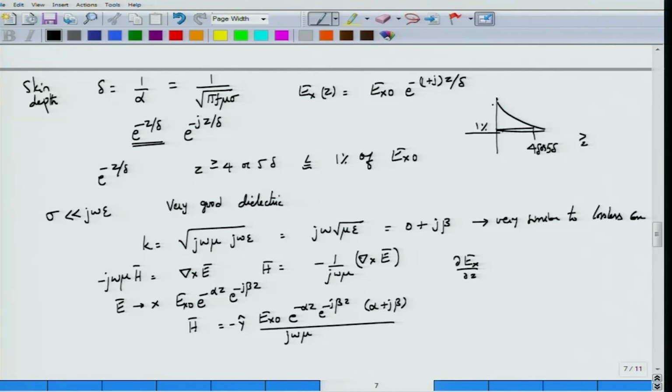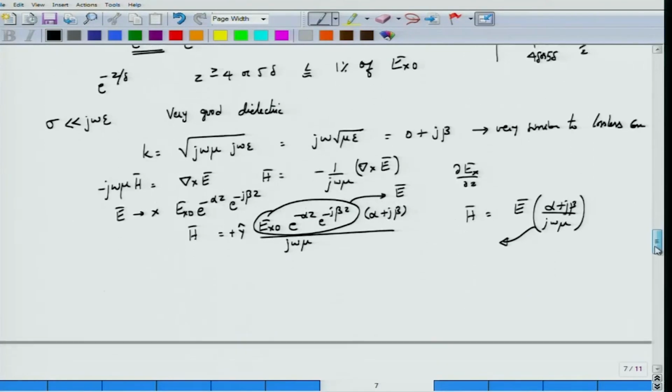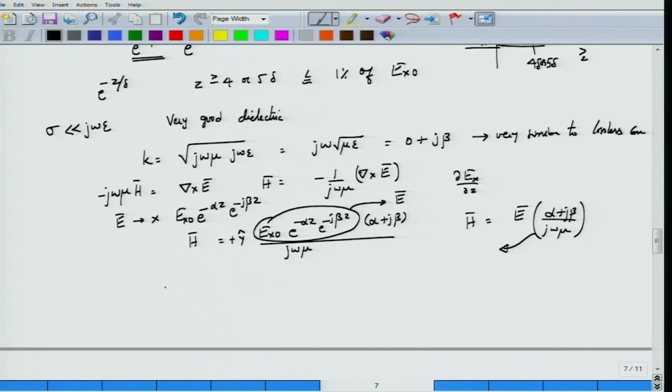So this is what I get. There is already a minus sign, therefore the two minus signs will cancel. This is nothing but the electric field vector E itself, right. Therefore H, which is given by E times alpha plus j beta divided by j omega mu, can be written in this way, and therefore this should be in the form of an impedance, right. So E by H is impedance, therefore the ratio of the electric field to magnetic field in the case of this imperfect dielectric is given by j omega mu divided by alpha plus j beta.